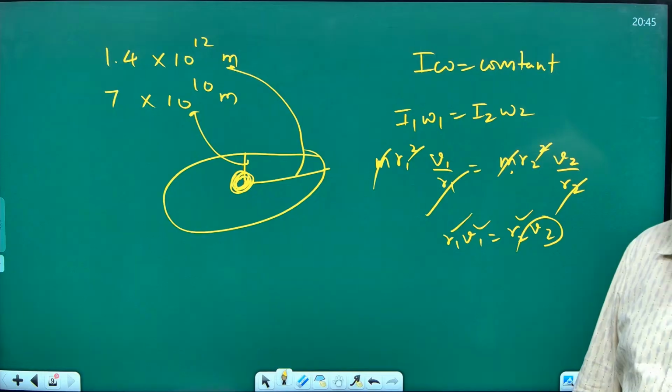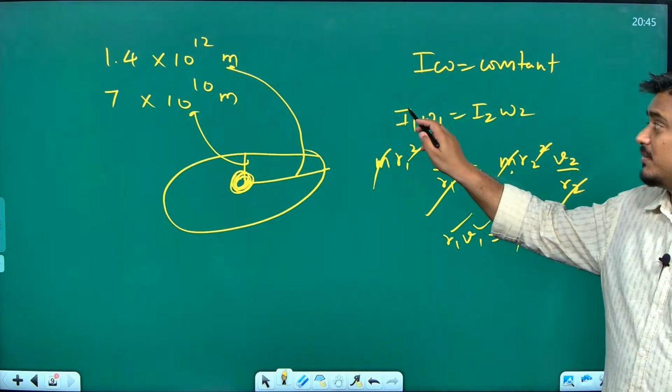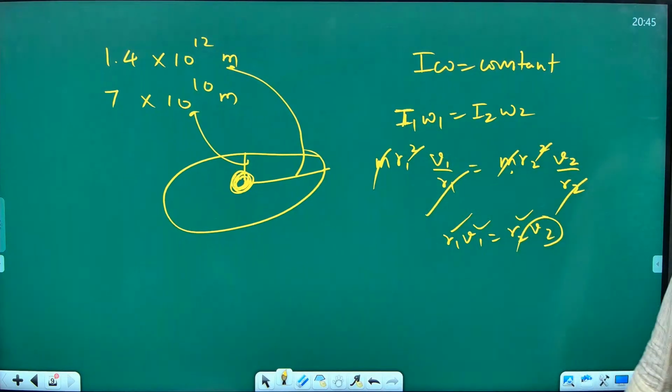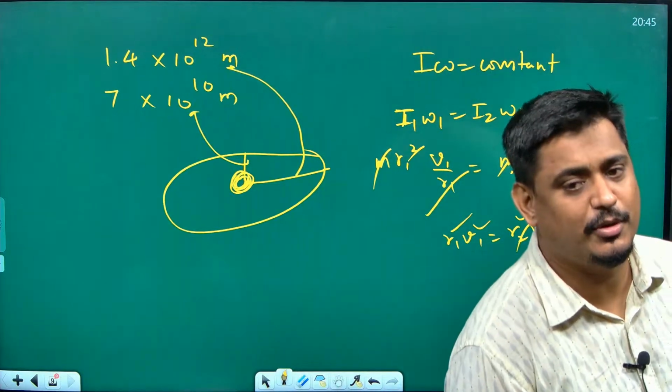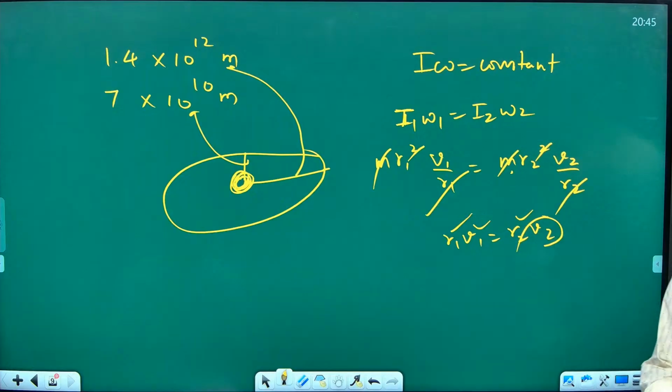What? Moment of inertia is mr square, Tambi. Check previous class notes. When I taught you moment of inertia, I told you moment of inertia is mr square. Check whether you are getting the answer as 300 or 3000. Answer is 3000 meter per second.